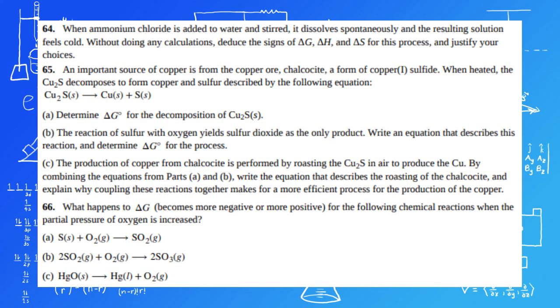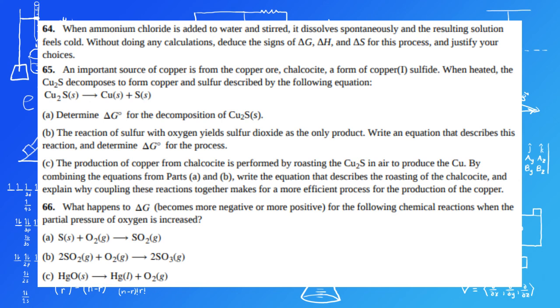And then 66. What happens to delta G for the following chemical reactions when the partial pressure of oxygen is increased? Okay, Le Chatelier. So, if the partial pressure of oxygen is increased for reaction A, then that shifts equilibrium to the right. If the forward reaction is getting a boost, if you're shifting right, then that increases spontaneity.